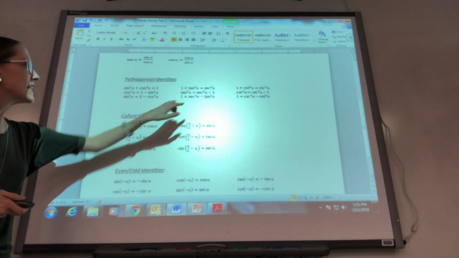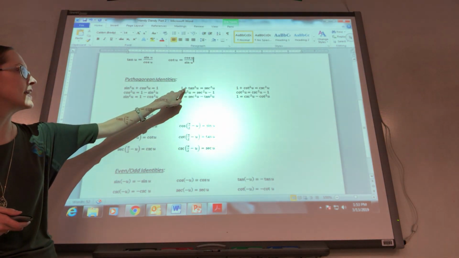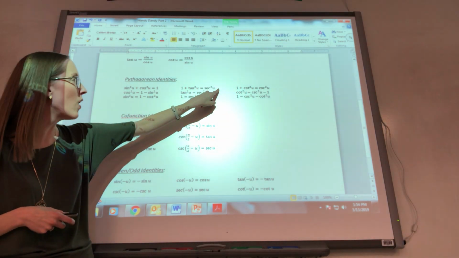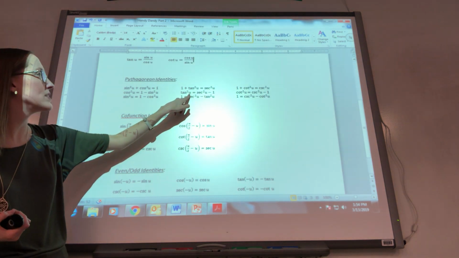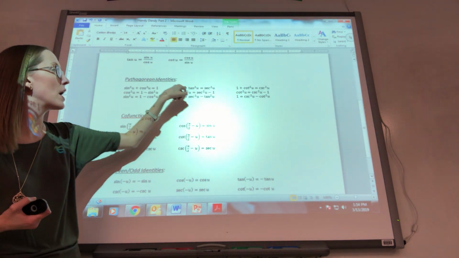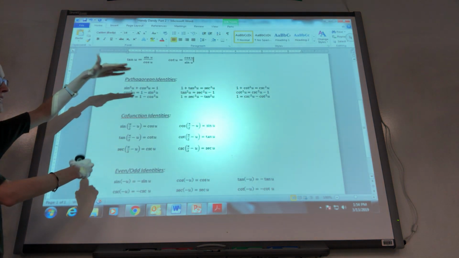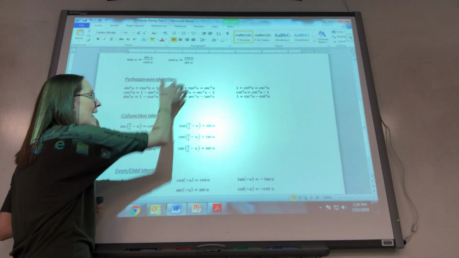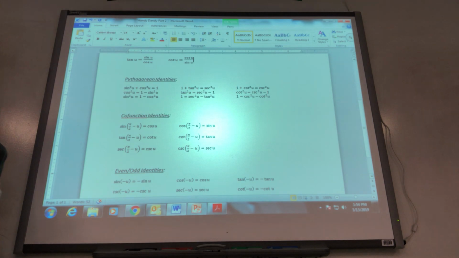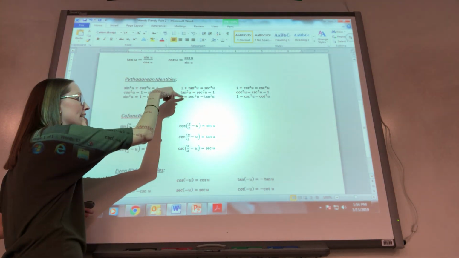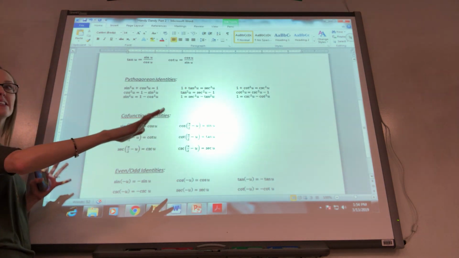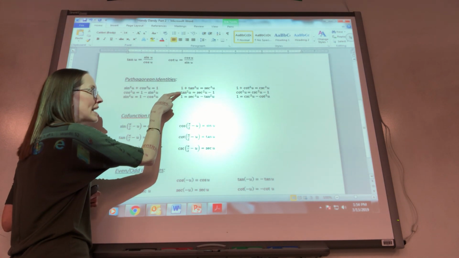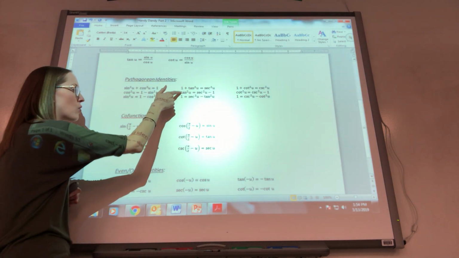For example, to get from the first identity right here to the second, all they did was they subtracted the 1 to the other side. And that's how it turned into tangent squared equals secant squared minus 1. It's the same identity in a different order. Well, the order that we need is not up here. So what we'll have to do is we'll have to take one of those. It really doesn't matter which one. I think I went with the second one right here because to me that one looked easier to work with.